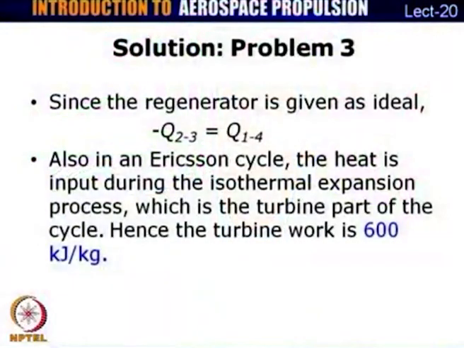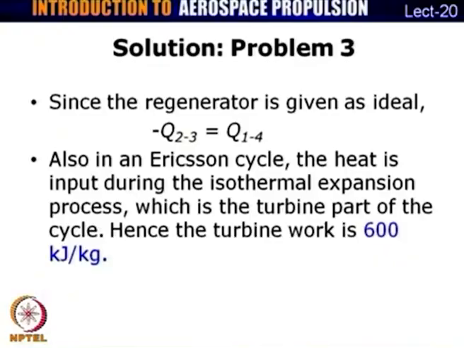Now, in this Ericsson cycle, we know that the regenerator has been defined as being ideal, and therefore, for this ideal regenerator, whatever heat is stored in the thermal storage will be absorbed back during the fourth process, that is the constant volume heat regeneration process, process 4-1. So, because it is an ideal regenerator, heat rejected during process 2-3 will be equal to the heat absorbed during process 1-4, that is, minus Q2-3 will be equal to Q1-4.